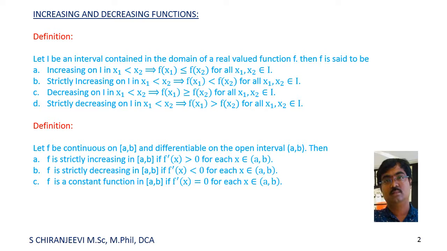Third one, f is a constant function in (a, b) if f dash of x equal to 0. Here these three are very important. If f dash of x is greater than 0, then it is strictly increasing. F dash of x is less than 0, then it is strictly decreasing. If f is a constant, then f dash of x equal to 0. Now we go for problems.